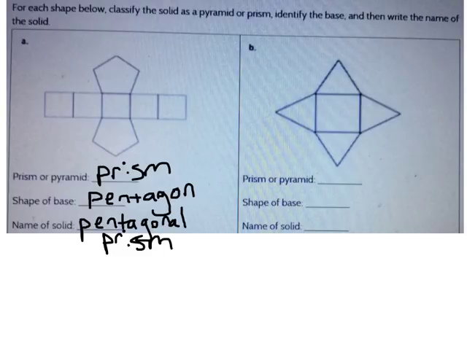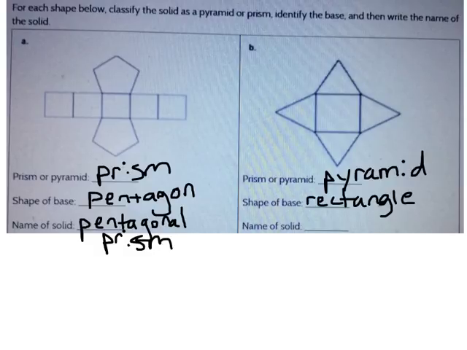Now let's look at the next shape. Is that a prism or a pyramid? That shape is a pyramid. What's the shape of the base? It's a rectangle. Using the information we have, name the 3-dimensional solid. It's a rectangular pyramid.